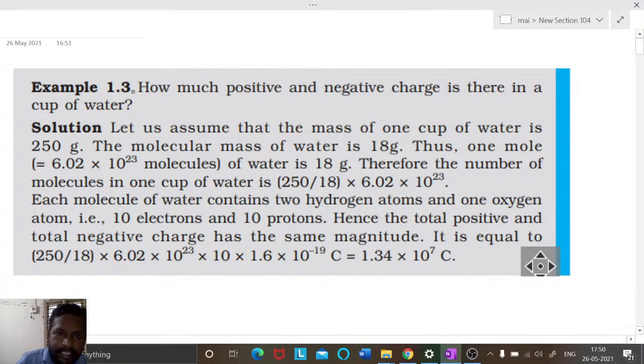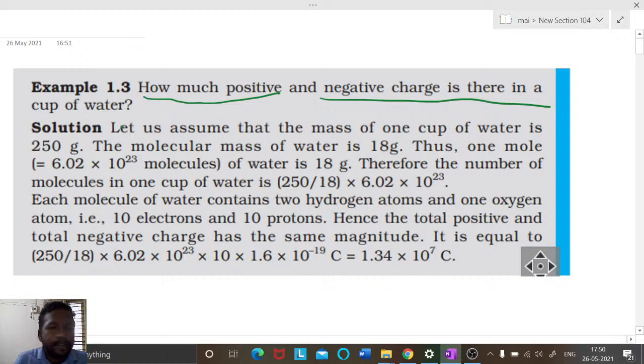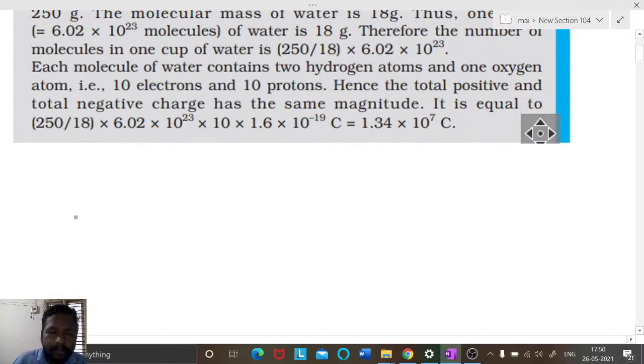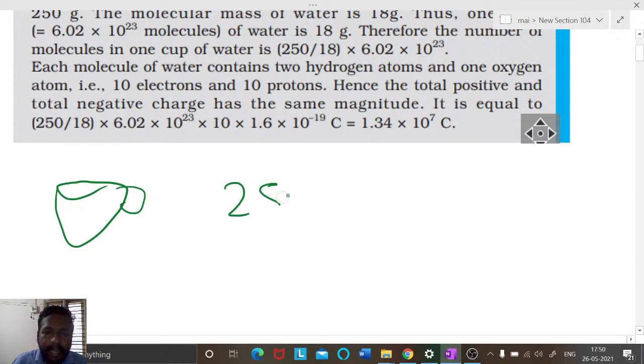The problem asks how much positive and negative charge is there in a cup of water. That's the question they asked. So first we will see, in a cup of water, what is that? A cup is usually taken as 250 gram. Most cups will be 250 gram. Inside the cup, water will be there.